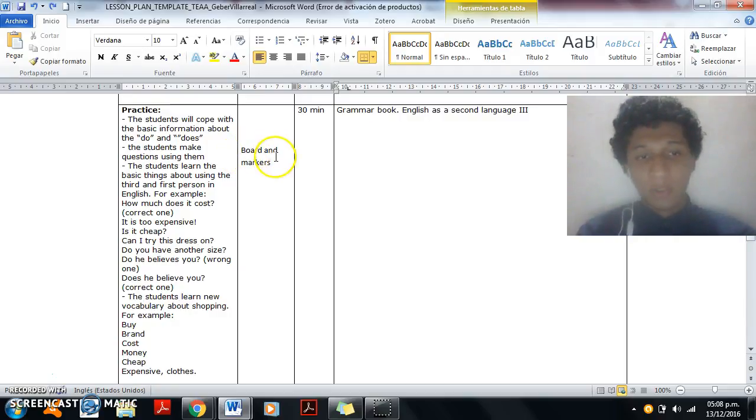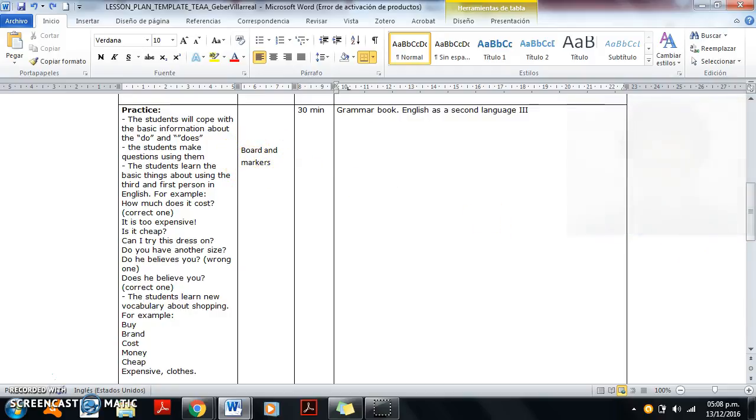Here we will use board and markers. The students will cope with the basic information about do and does. The students will be ready to make questions, and they will have the basic grammar information about using the third person and first person as well. For example, I have some questions here so that they can realize which is the correct one or the wrong one, and that they can correct themselves.